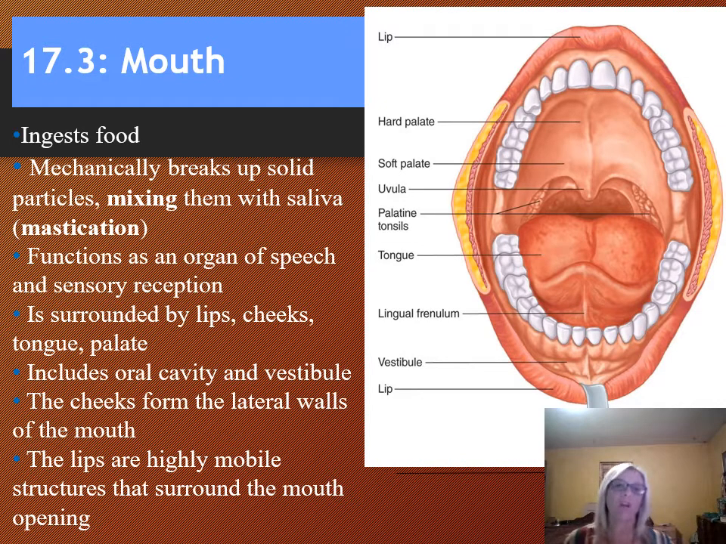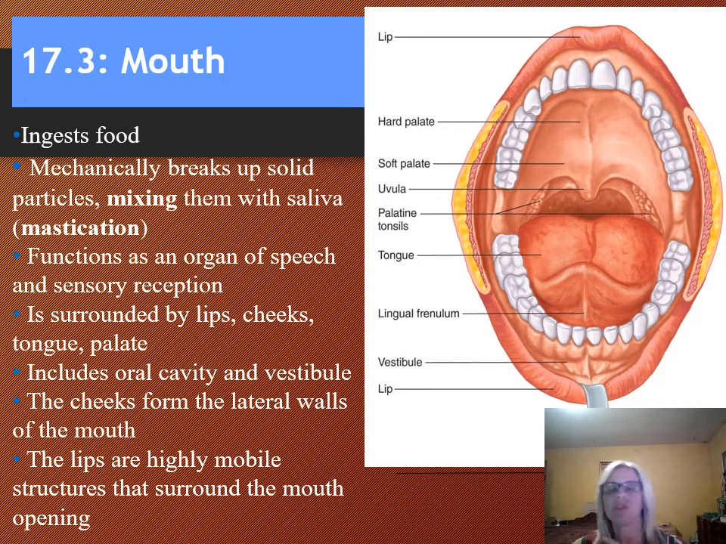You need to know the function of each portion of the alimentary canal. You need to know the canal in order and know the function there and what type of digestion occurs there, and if there are any enzymes, what enzymes occur there. Okay, so you need to know all of this material here I'm telling you. So the function is mastication. Mastication is, of course, chewing, mechanically breaking up solid particles. It is to ingest the food, and we do mix them with saliva.